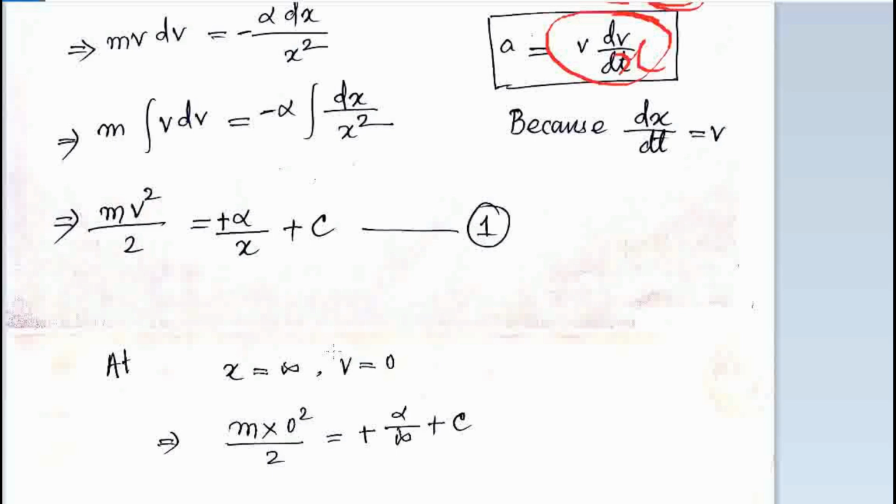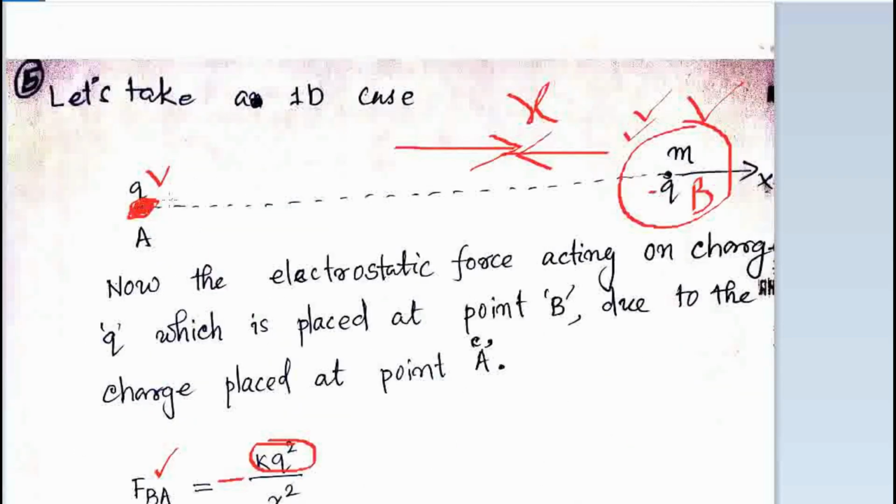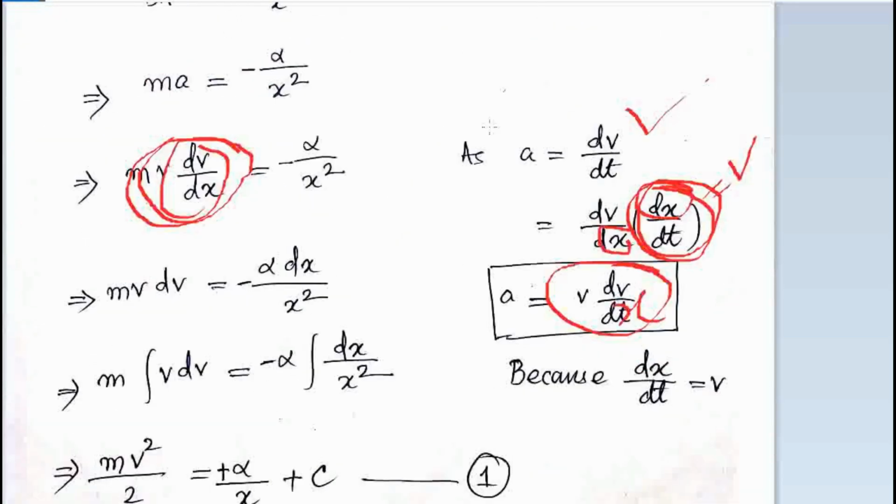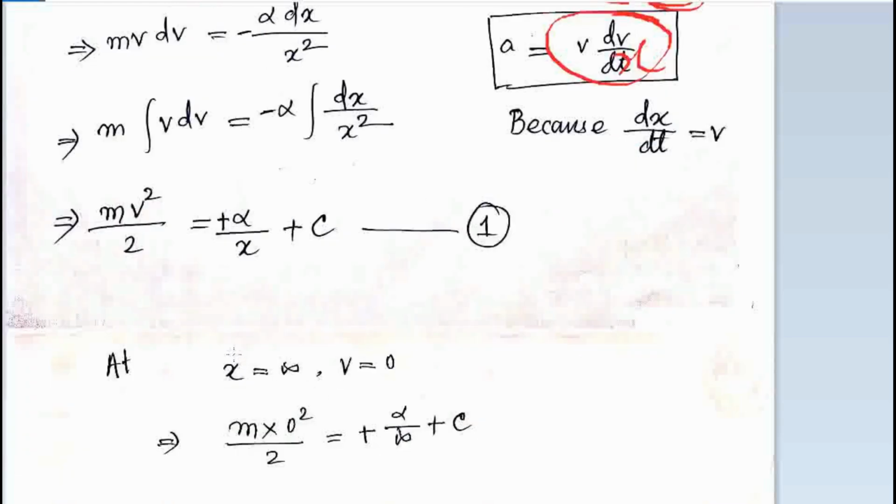So how can you find it? Just put the boundary values. What are the boundary values? x equals infinity, because at the initial time, let's suppose both charges are placed at infinity. That means the distance between both charges is infinity. So when x equals infinity, at that time there was no force on them, so v equals 0. That means the speed of that negative charge at the initial time is 0.